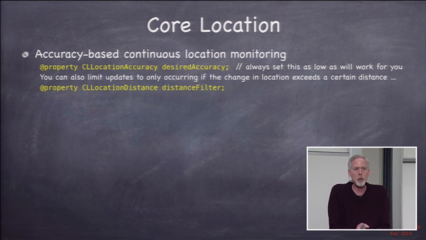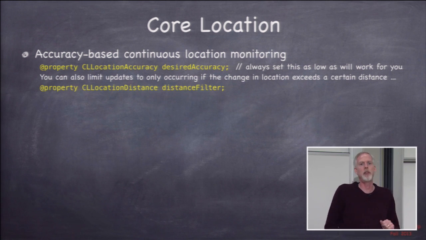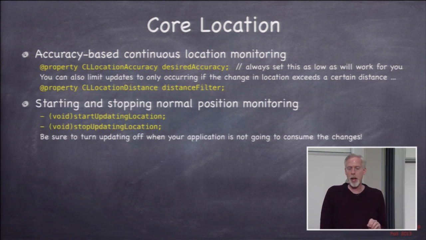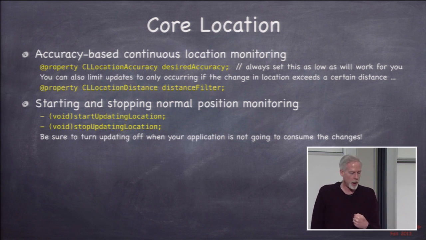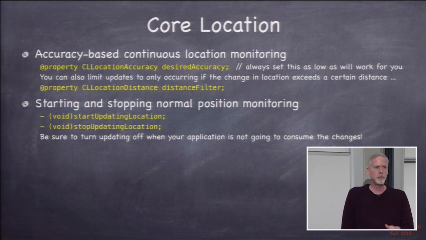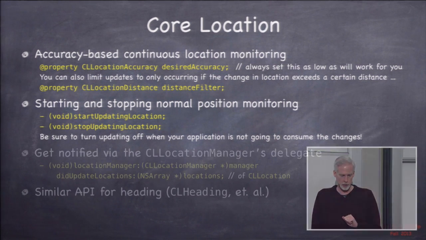And so if you can tune these to be as minimal as possible, you will save a ton of battery in the device, because only that GPS chip will be watching what's going on. Okay, so then you start getting the updates by just calling startUpdatingLocation, and your delegate will start getting sent messages based on the accuracy and the filter that you specify for distance, okay?